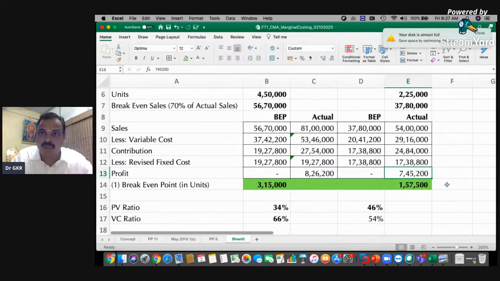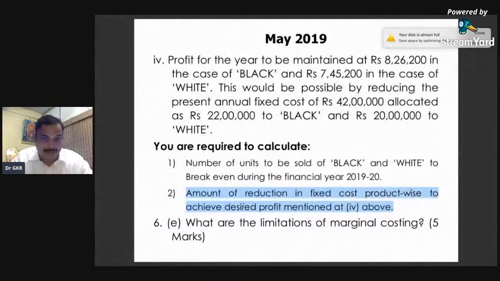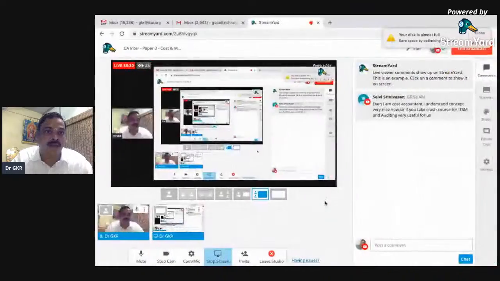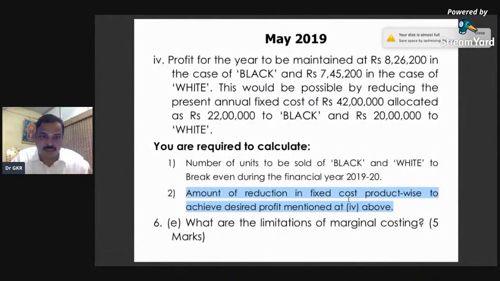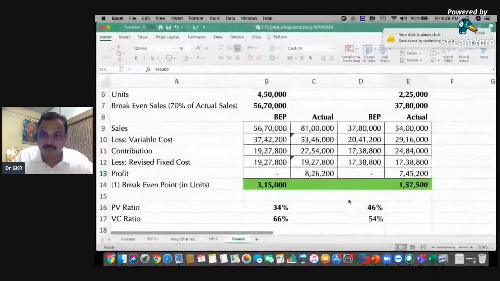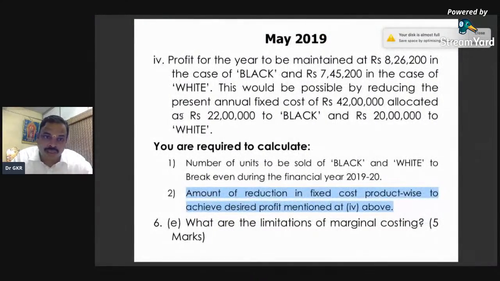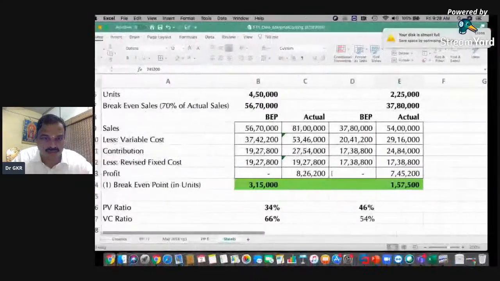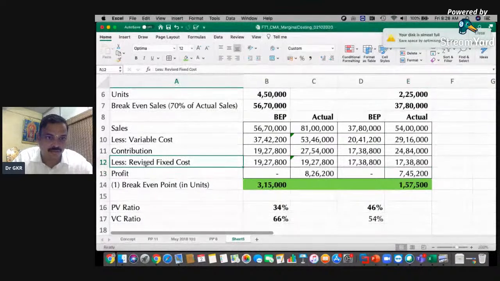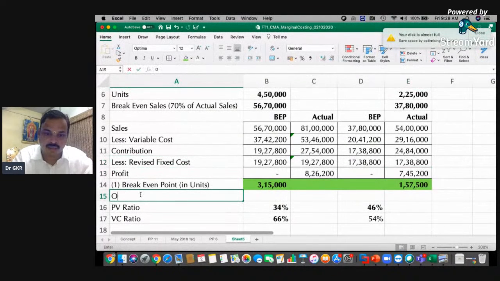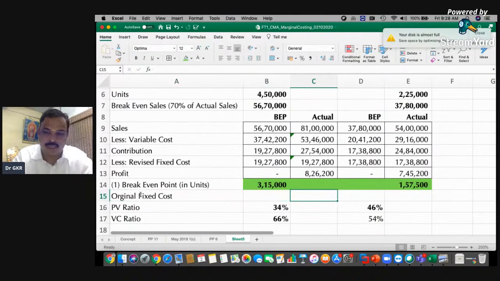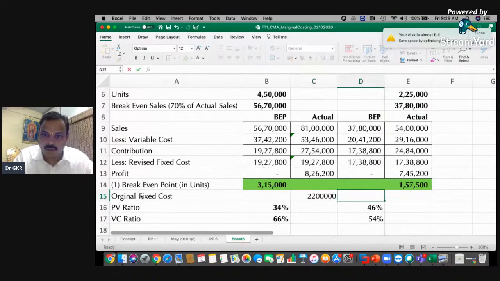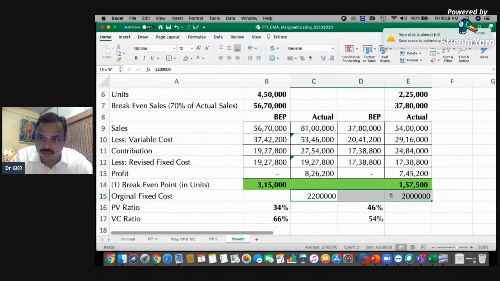Now, what is the question? The question is the amount of reduction in fixed cost product-wise to achieve desired profit. Now he says original fixed cost was 22 lakhs and 20 lakhs. So this is your revised fixed cost. What is your original fixed cost? Your original fixed cost was 22 lakhs, and here it is 20 lakhs.